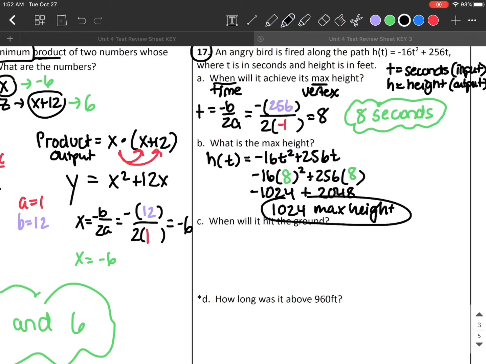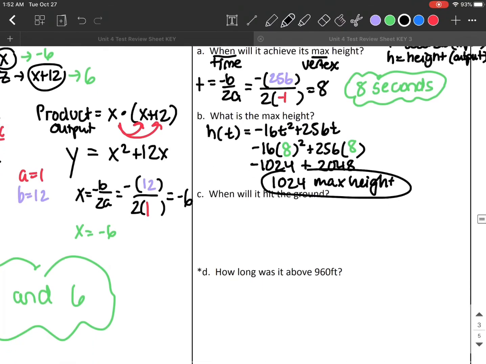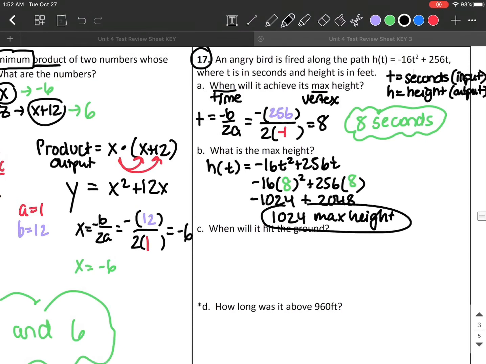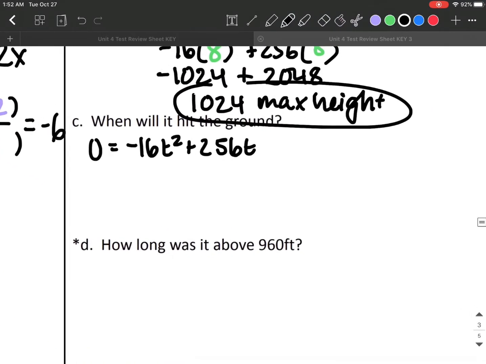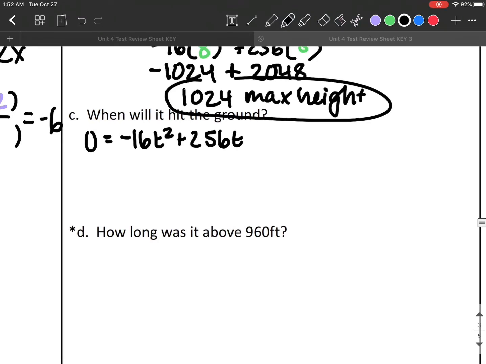And then I want to know, when will it hit the ground? Well, the information I know about when it hits the ground is that the height above the ground is 0, because it's on the ground. So it is not above the ground at all. So 0 is equal to, I'm going to use this equation here, except now I have my output that I can plug in, which is 0. I'm looking for my input. So I want to solve this just like I did all last unit. I have 2 terms, addition in between, so I'm going to use the square root method. I'm going to get the 16t squared to the other side.